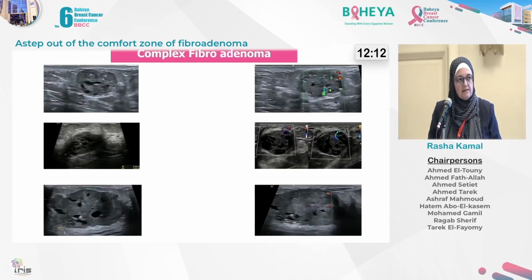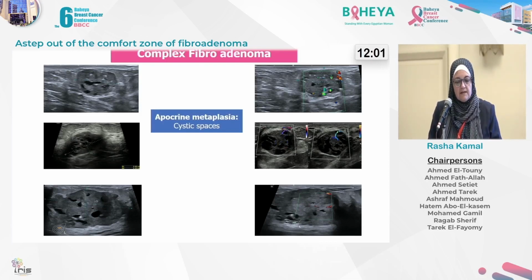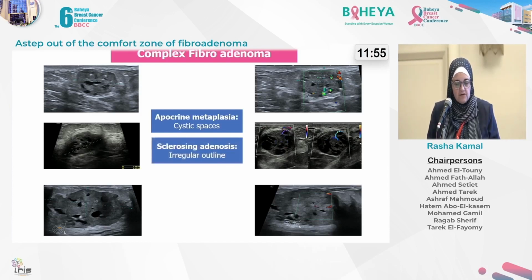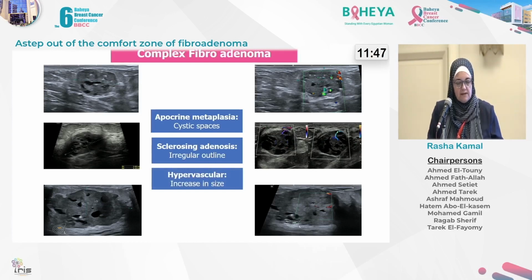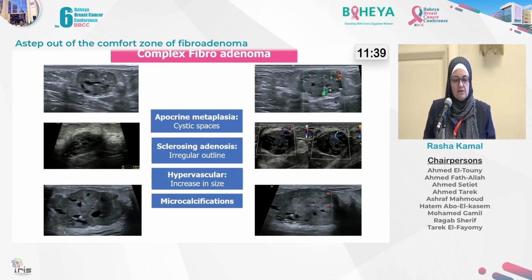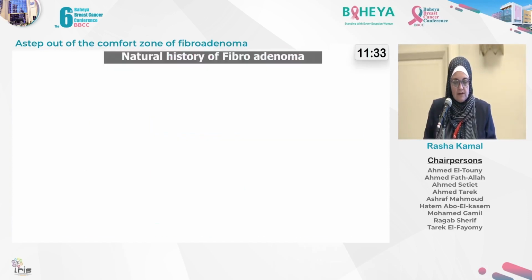These are 3 different cases of complex fibroadenomas, and we will see that what we see in the pathology is reflected on the imaging features of these fibroadenomas. Because in the pathology, we will find that they contain apocrine metaplasia, and cystic changes. There is sclerosing adenosis, which is reflected as irregular outline. And there is hypervascularity, which explains why these fibroadenomas increase in size, and we might find microcalcifications within them. And when we have a pathology stating that this is a complex fibroadenoma, it is highly advisable that it should be surgically removed.